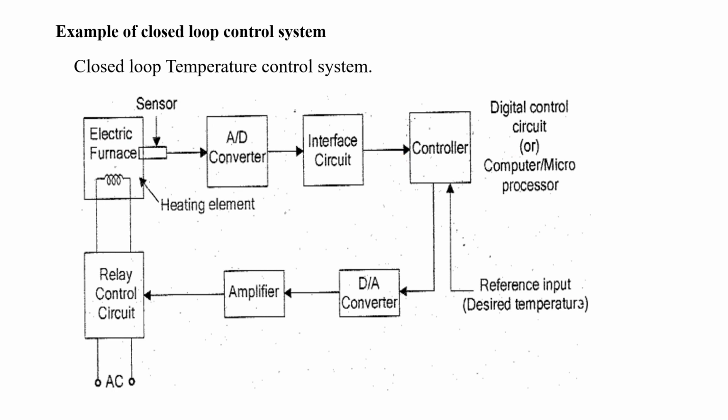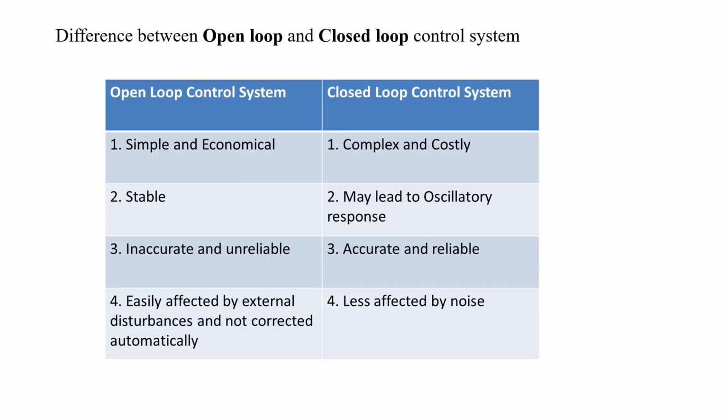That is nothing but the closed loop temperature control system. Okay, the next is the difference between open loop as well as closed loop control system. This is one important 2-mark question. All these points I explained already. The open loop control system is simple as well as economical because it uses a minimum number of components. The closed loop control system uses more components, so it is costly as well as complex. The open loop control system will be stable because there will not be any ups and downs. The change in the output variable will not be corrected. It will be left as such. So the output will be almost stable.